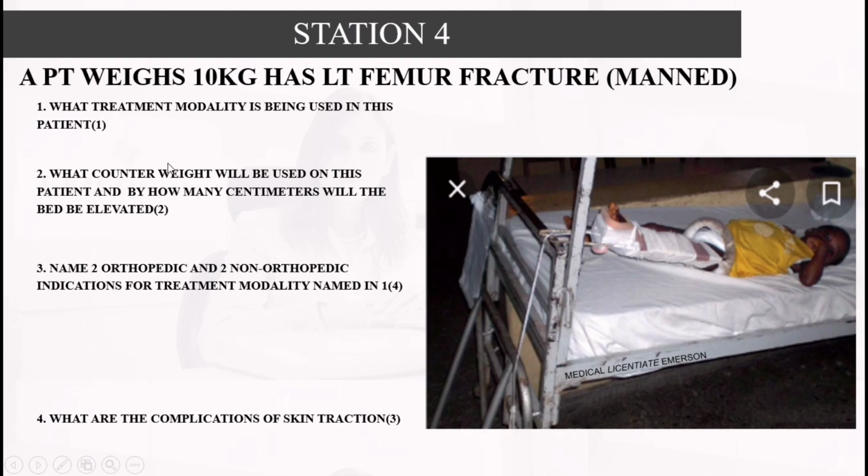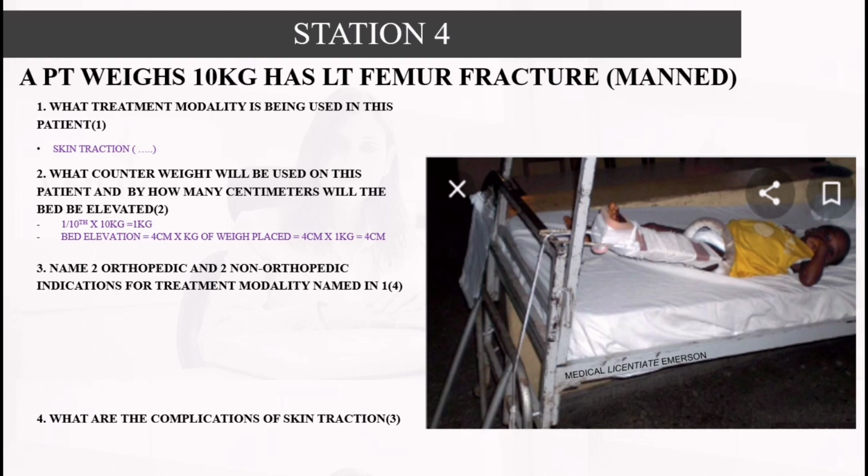Okay, so what treatment modality is being used in this patient? They're just asking for the treatment modality. So the treatment modality is a skin traction. Then what counterweight will be used? So for the counterweight, since this is a skin traction, we're going to use 1 out of 10 of the patient's body weight, which is 1 out of 10 times 10 kg, which gives us 1 kg. That's the counterweight.